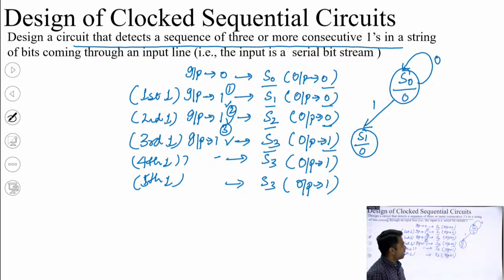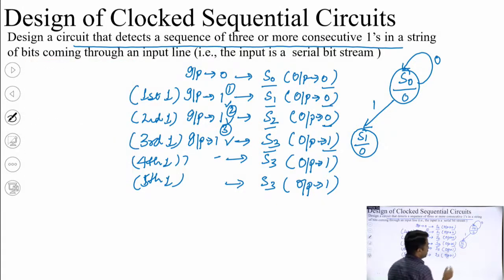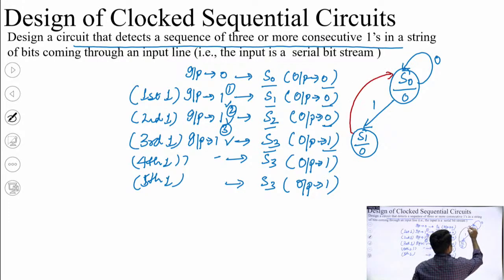Okay, now if I am in state S1 and I receive a 0, that means the sequence has broken. We are expecting the sequence 1 1 1, but after receiving the first 1 I get a 0, so I have to restart. That means if in S1 I get a 0, I have to go back and wait for a fresh sequence.